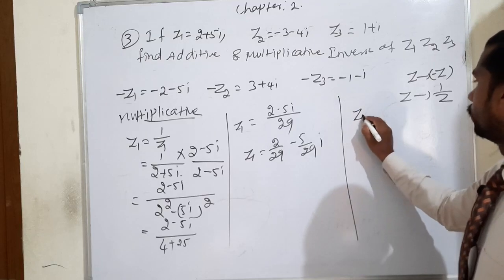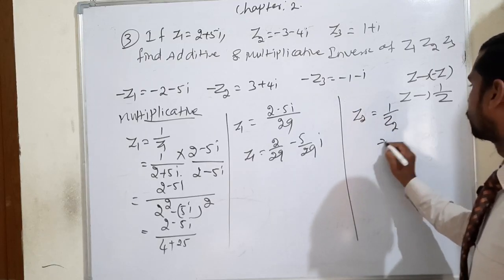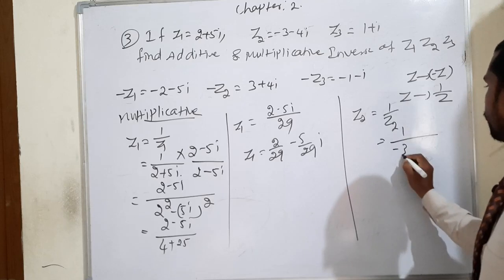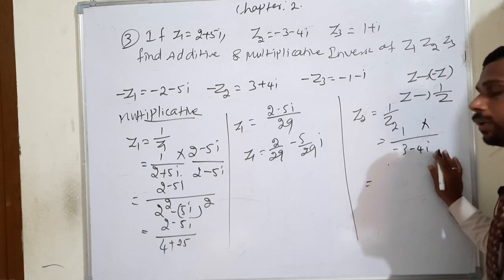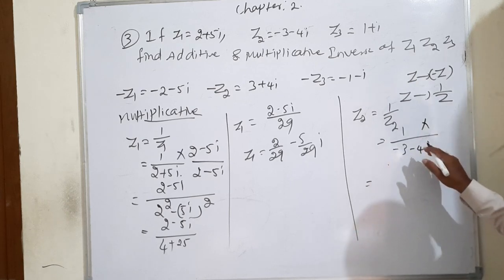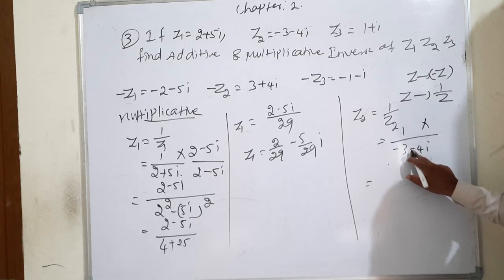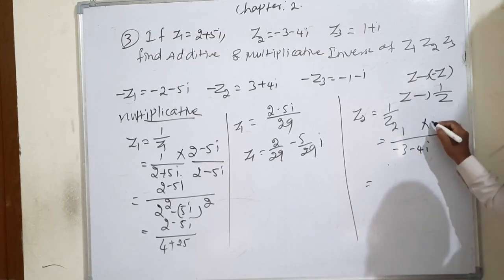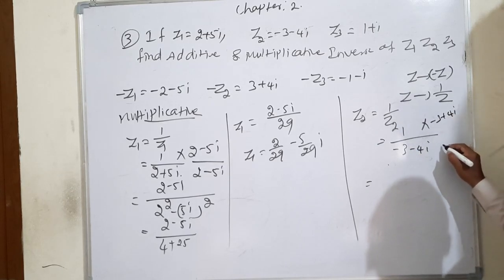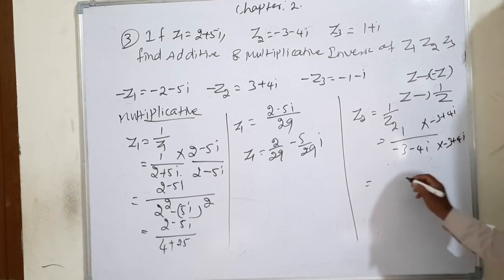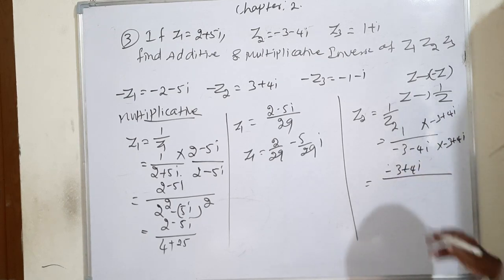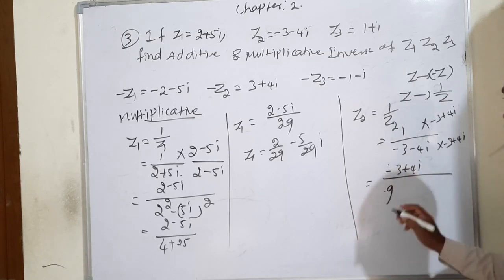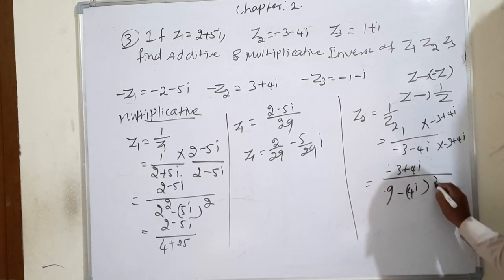Z2 is equal to, what is the value? Consider 1 by Z2, then 1 by Z2 is equal to 1 by minus 3 minus 4i. Again, what we have to do? Multiply numerator and denominator by the opposite sign of the imaginary. Already we have a negative in the denominator, therefore minus 3 plus 4i, here also minus 3 plus 4i. So 1 into minus 3 plus 4i means minus 3 plus 4i, divided by the denominator a plus b into a minus b, a square minus b square. So minus 3 the whole square means 9, minus (4i) the whole square.